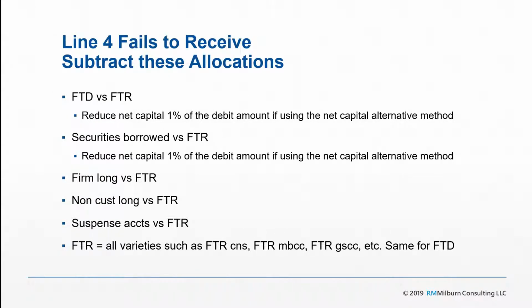So that's going to include any fail to deliver versus fail to receive that allocate. And you can see here, if you're doing the alternative method for net capital, you're also going to have to reduce your net capital calculation by 1%.